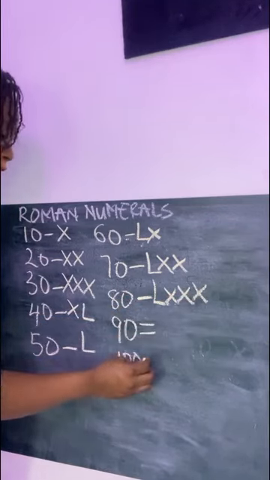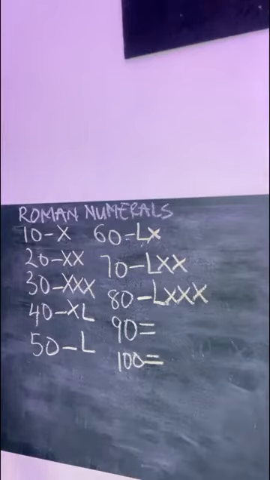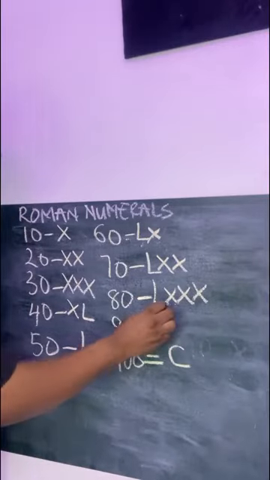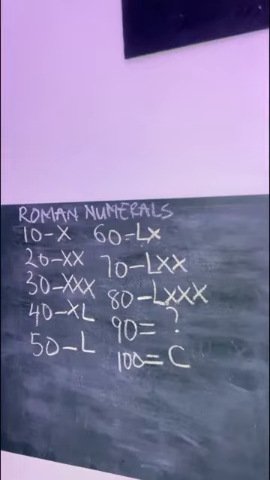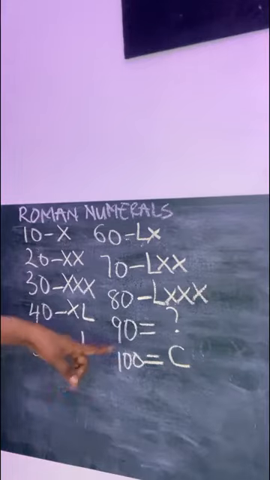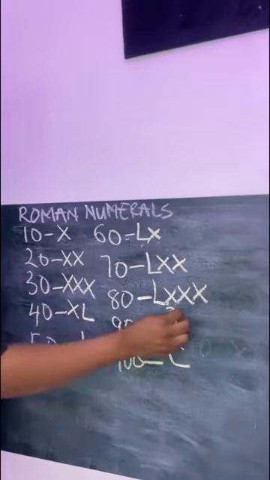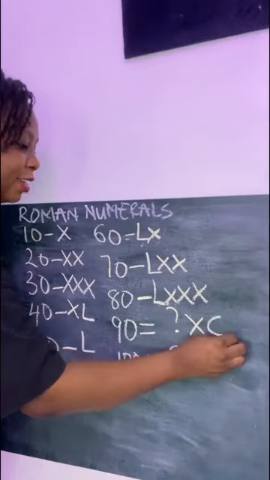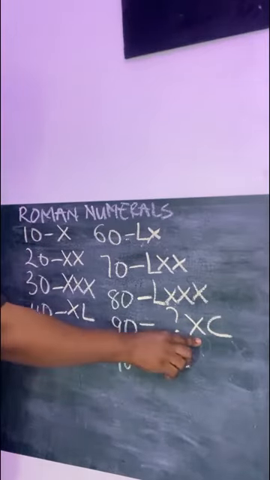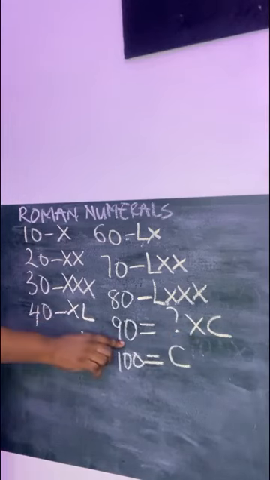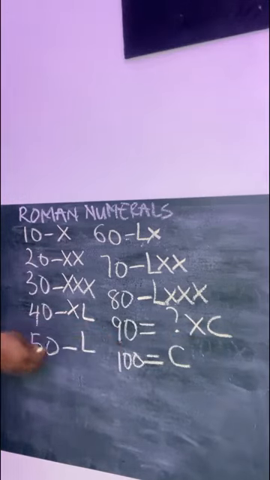Then your 90 and 100. Remember what I said about 100? I said earlier 100 is C. So what is our 90? From the knowledge of 40 here, what is our 90? So our 90 is going to be what? XC. That means 100 minus 10 to give you your 90. So take a look at it.